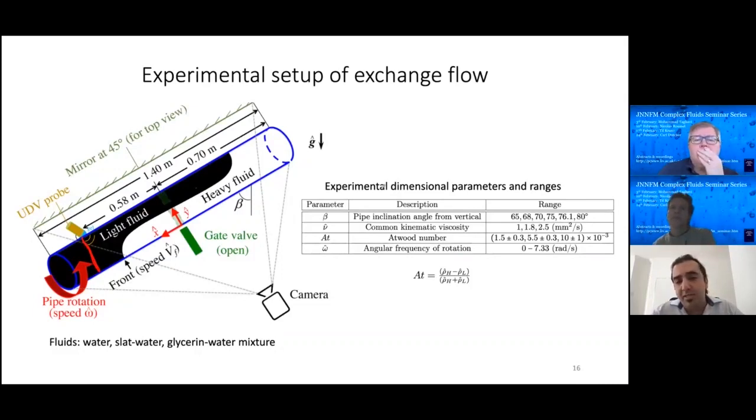So the parameters of the experiments in dimensional form are given: the inclination angle, the kinematic viscosity, the Atwood number, which is basically the buoyancy, and the rotation speed.